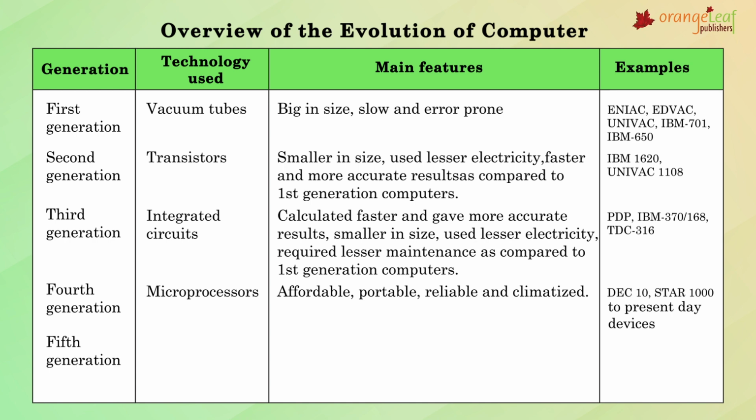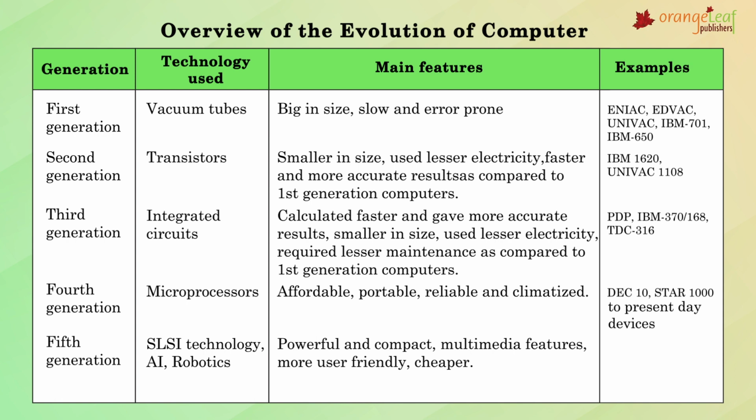And the fifth generation computers use the technology of SLSI technology, AI, and robotics. And the main features are powerful and compact, multimedia features, more user-friendly, and cheaper. And the examples are desktop, laptop, notebook, ultrabook, and Chromebook.